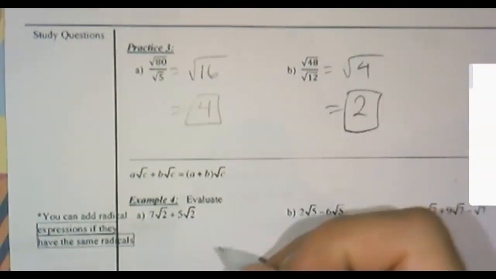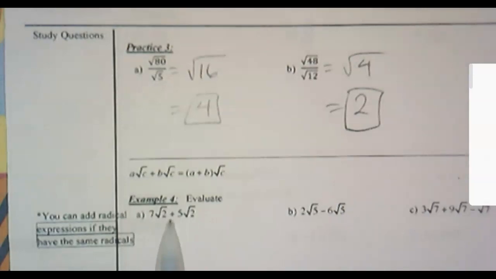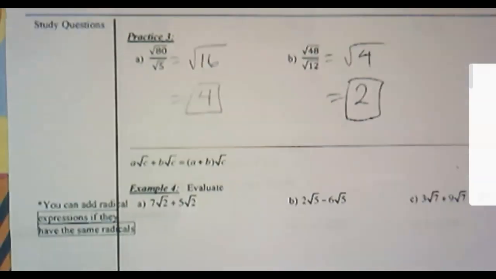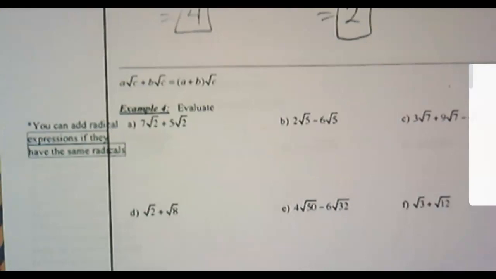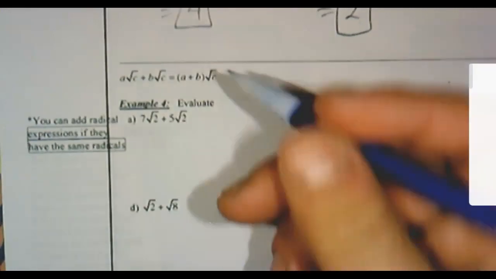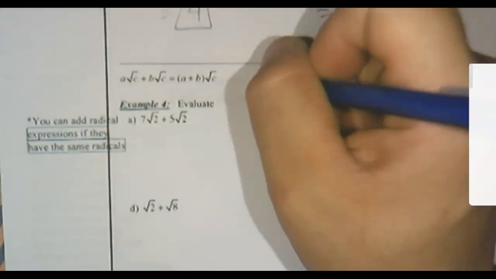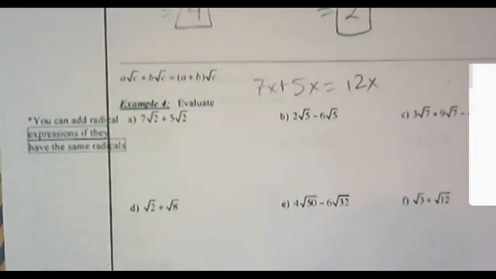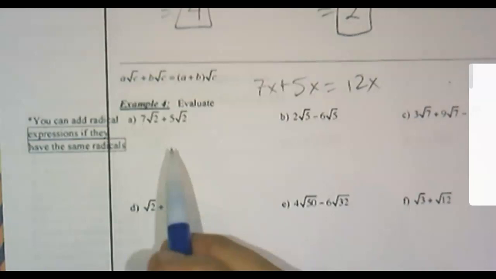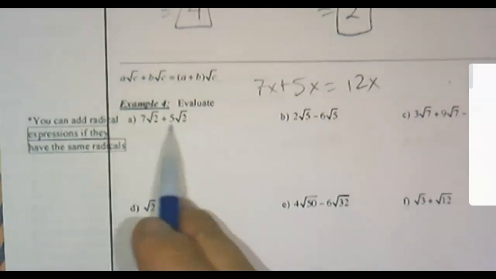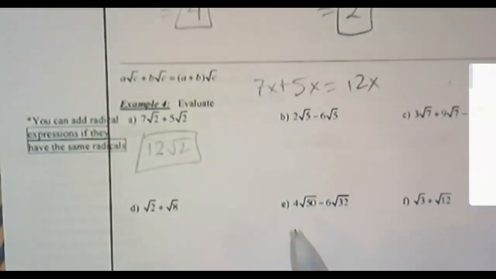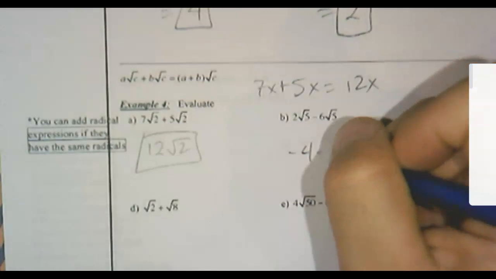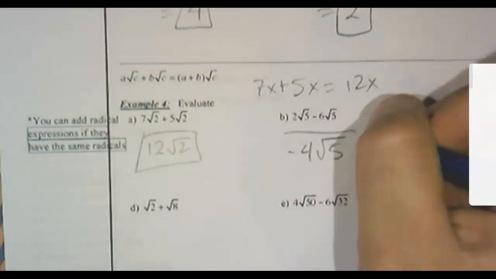And then here, I'll just give you a quick little thought on these. These are kind of like adding, like the first one, if you had 7x plus 5x, you get 12x. That's pretty much what this is. They're kind of like terms if they have the same radical. So 7 radical 2 plus 5 radical 2 is just 12 radical 2. 2 radical 5 minus 6 radical 5 is negative 4 radical 5.